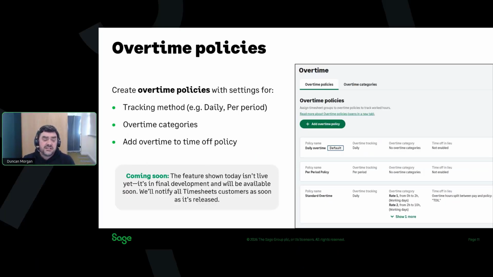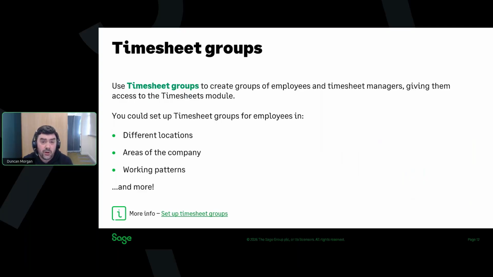So now that we've taken a look at some of the general and overtime settings, the next thing I want to cover at this stage are the timesheet groups. We're going to be coming back to clocking in and out later on in the session. The purpose of a timesheet group is to allow employees and managers to have access to the timesheets module. You can create as many groups as you need. It could be used for employees in different locations, different areas of the business, or employees that need to follow different rules for overtime.